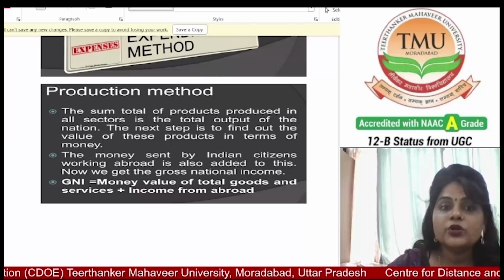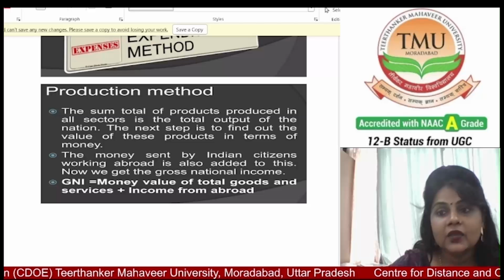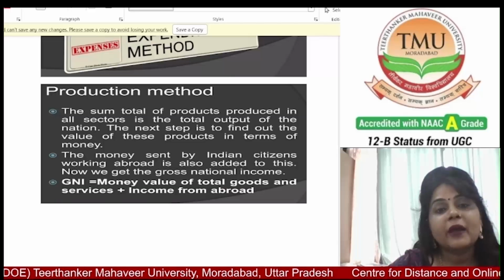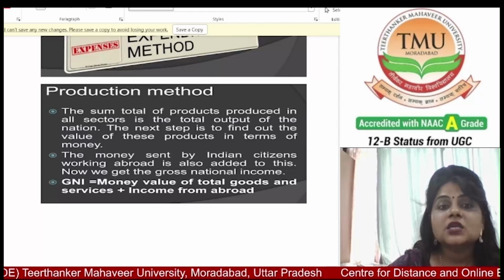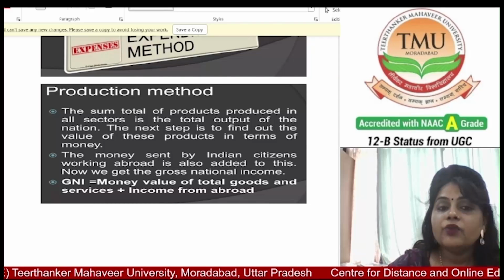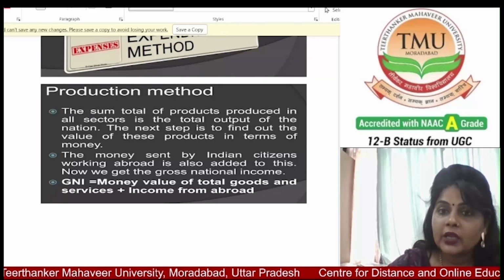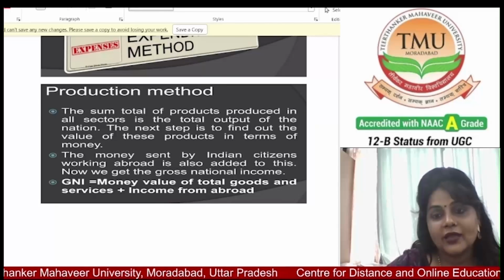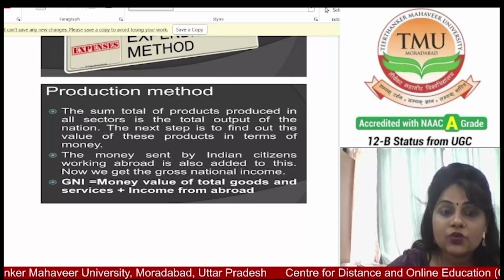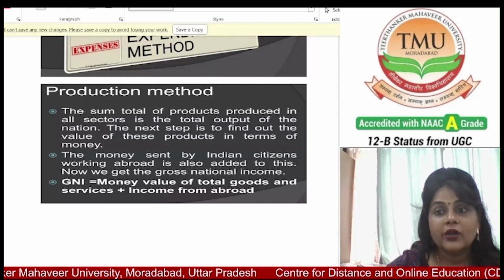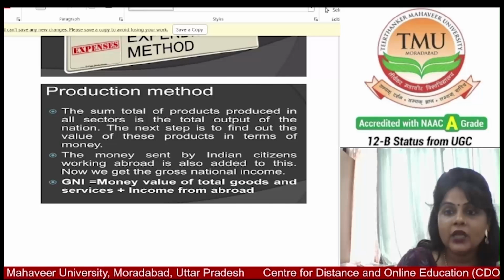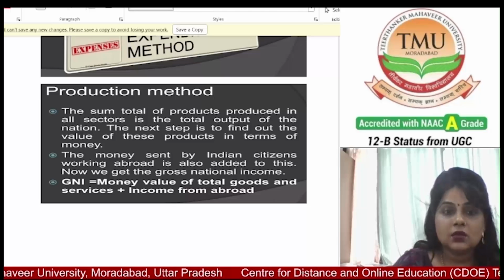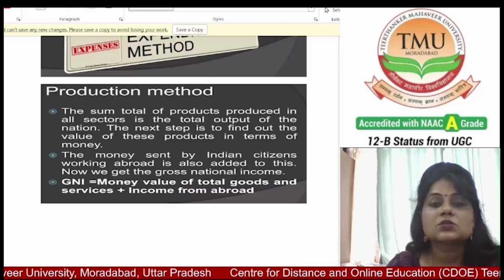When the value of output sold is not given directly, then the value of output will be calculated by first determining the sales value. Value of output is equal to quantity multiplied by price plus change in stock. You have to understand what the value of output is. Value of output is equal to quantity multiplied by price plus change in stock.